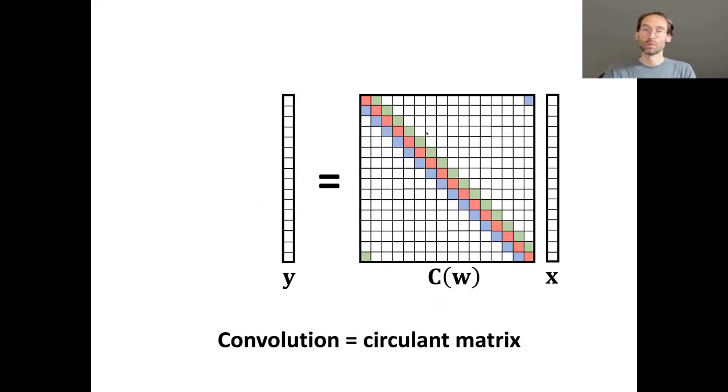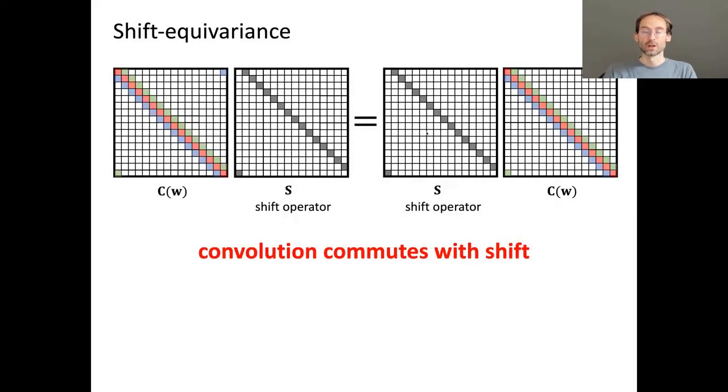Now, what do we know about circulant matrices? One of them is that circulant matrices commute. You know from basic courses in linear algebra that matrix multiplication is non-commutative, so AB usually doesn't equal BA. For circulant matrices, this is a special case. They commute, and in particular, they commute with a special kind of circulant matrix, which is the shift operator. It's a shifted identity matrix, which shifts the vector by one position.